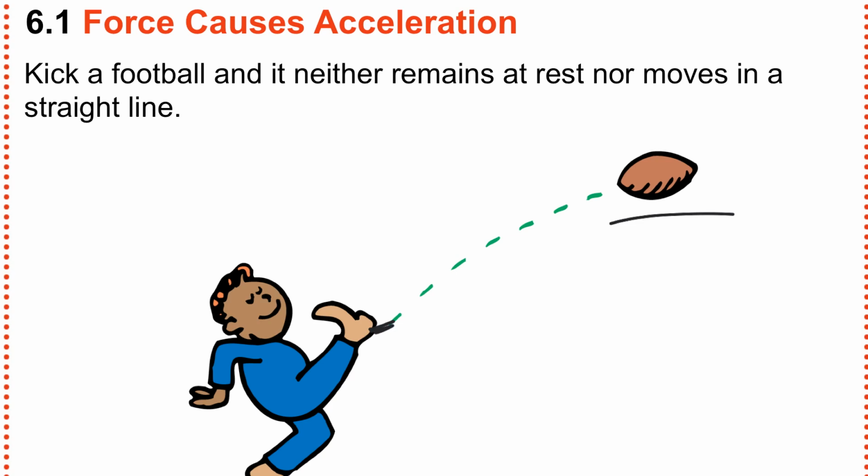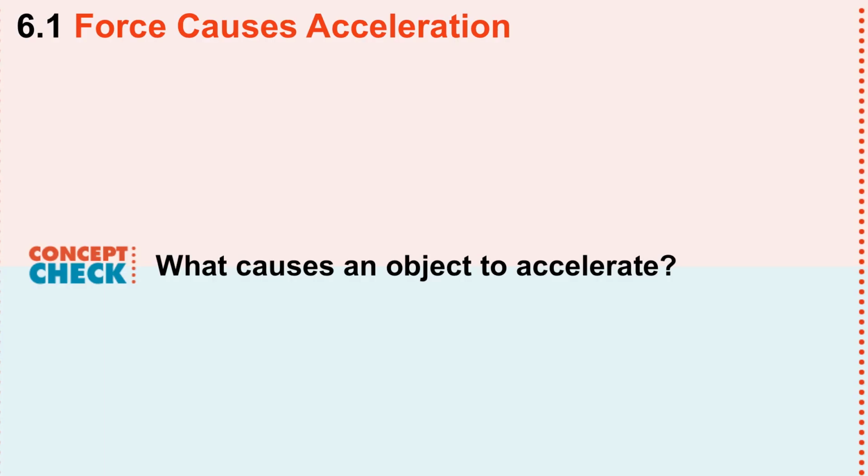As the foot was still on the ball, you were accelerating the ball. As soon as the ball leaves your foot, it's no longer accelerating because you don't have a force on it. But as long as your foot was on the ball and a force acting on that ball, you were accelerating it. So what causes an object to accelerate? Think about it.